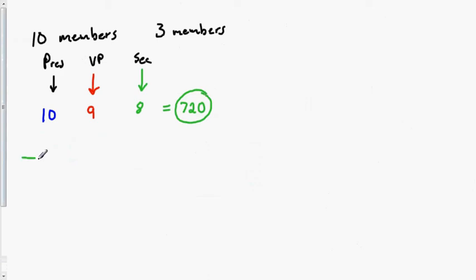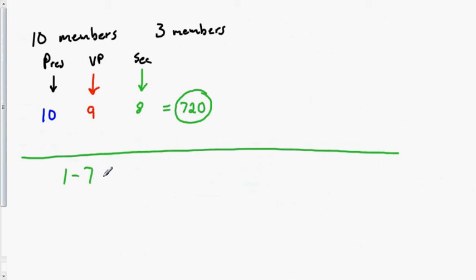Now, this also works for doing things like how many different phone numbers are there? You know, how many different ways can I use the numbers, let's make up one real quick. Say I've got the digits 1 through 7. Okay, how many different ways can I arrange them so that I have a 7-digit number?